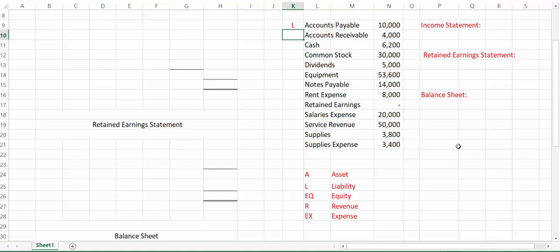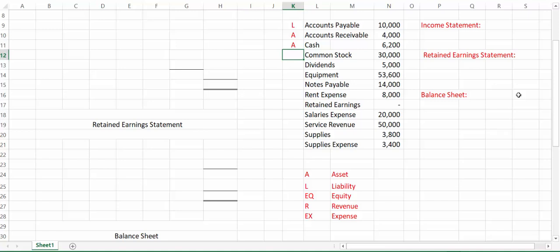Accounts receivable sounds like accounts payable, right? But instead of paying money in the future, the company is going to receive money. So accounts receivable is an asset. Cash is also an asset, right? Cash is a resource. Remember, an asset is a resource owned by the company that's going to have future benefit.